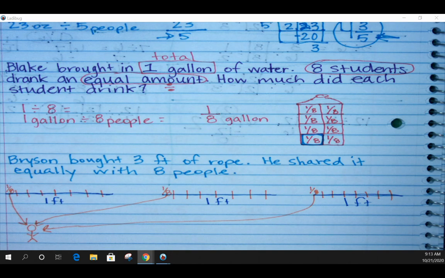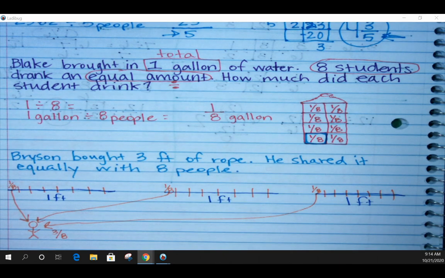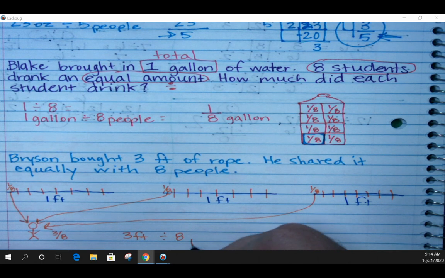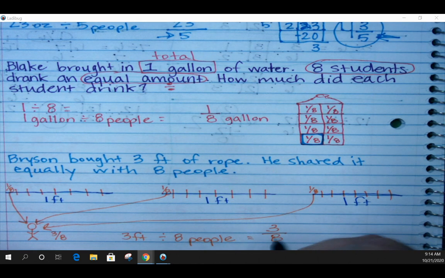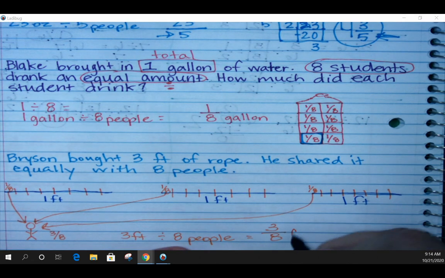Are we out of rope now? Yes. One person got 3/8. Person number 2 got 3/8. Person number 3, person number 4 got 3/8. I bought 3 feet of rope and I divided it by 8 people. So 3 divided by 8. Each person gets 3/8 foot.